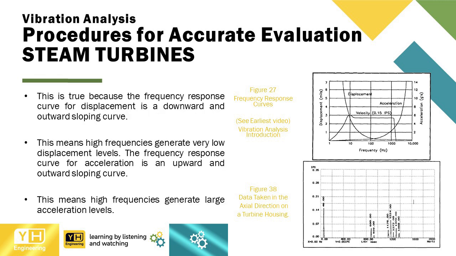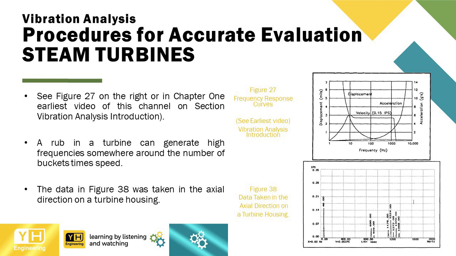This is true because the frequency response curve for displacement is a downward and outward sloping curve. This means high frequencies generate very low displacement levels. The frequency response curve for acceleration is an upward and outward sloping curve. This means high frequencies generate large acceleration levels. See Figure 27 on the right, or in Chapter 1 in the earliest video of this channel on vibration analysis introduction. A turbine can generate high frequencies somewhere around the number of buckets times speed.